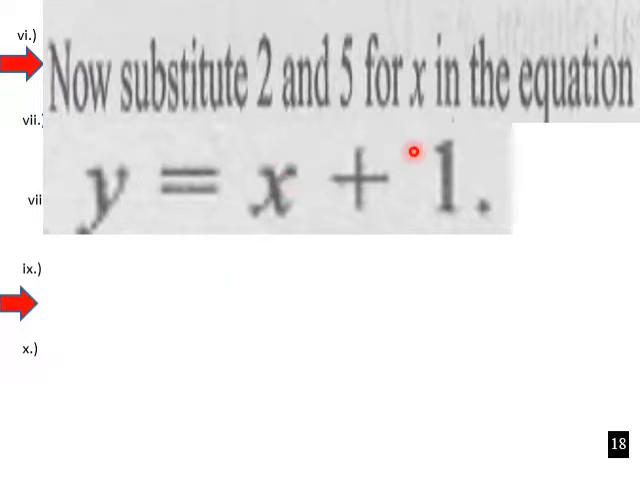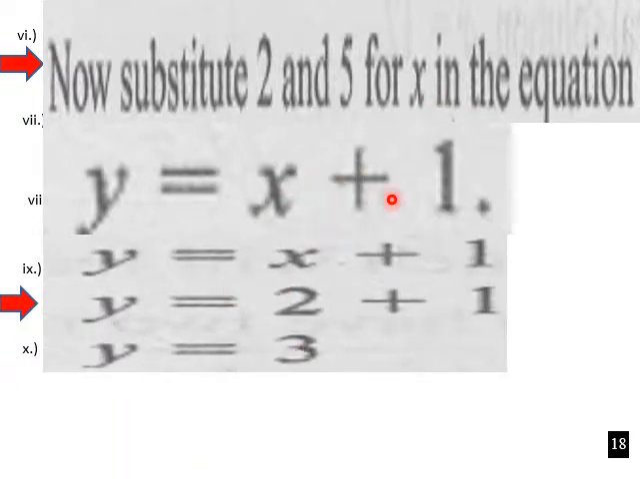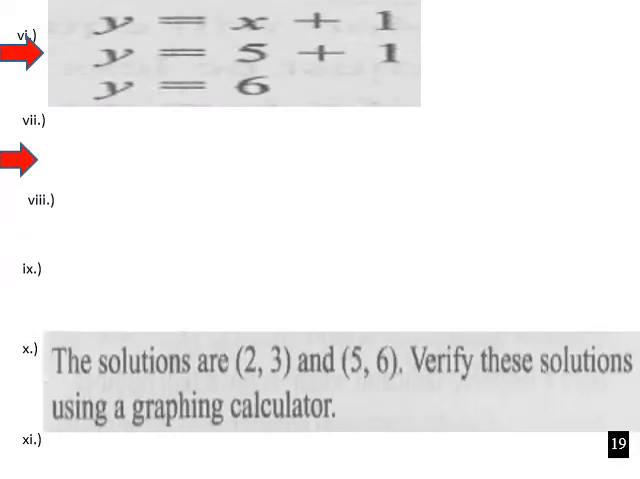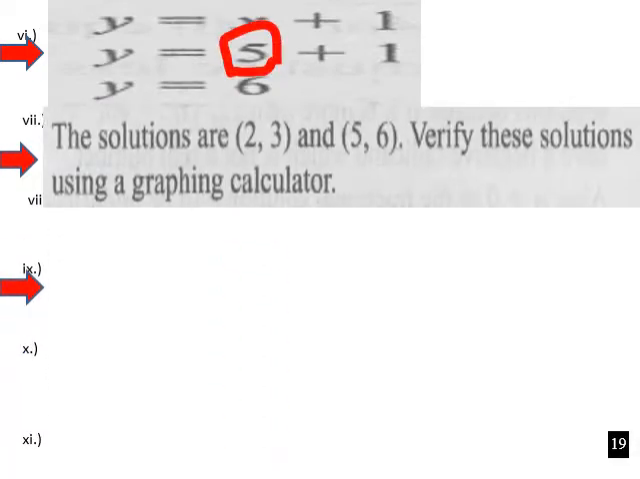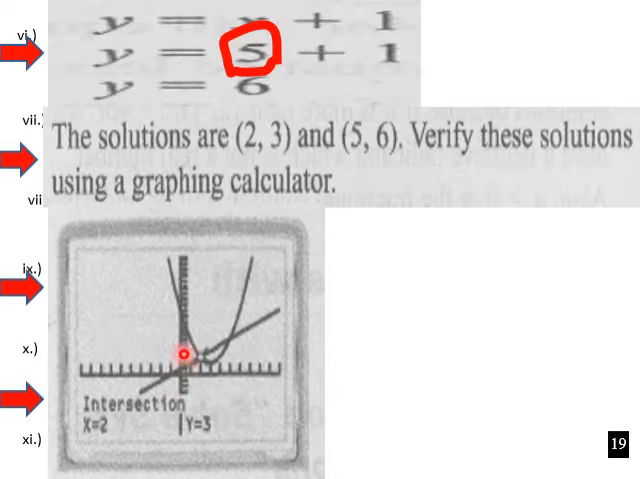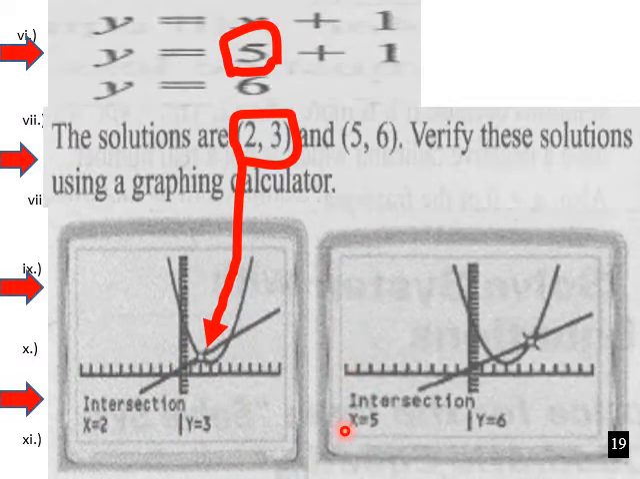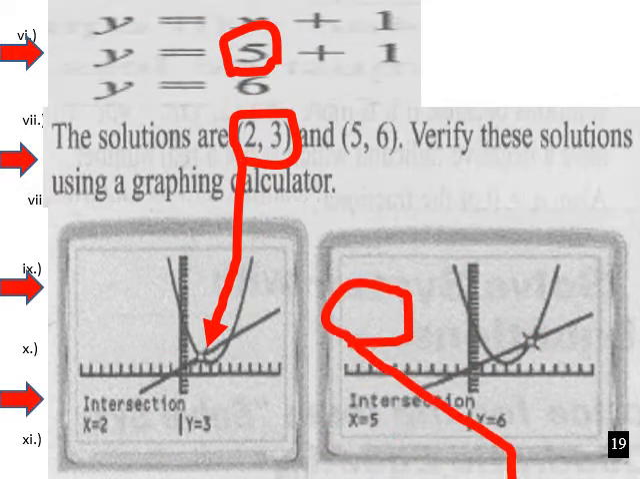And then now substitute 2 and 5 for x in the equation y equals x plus 1. So we have this here. 2 plus 1 equals 3. And then we have 5 here. So we're going to substitute 5 in and we get y equals 6. So there are our 2 solutions right there. When x equals 2, y equals 3. And then on the other one, when x equals 5, y equals 6. And they've been verified here by a graphing calculator as well as algebraically up here.